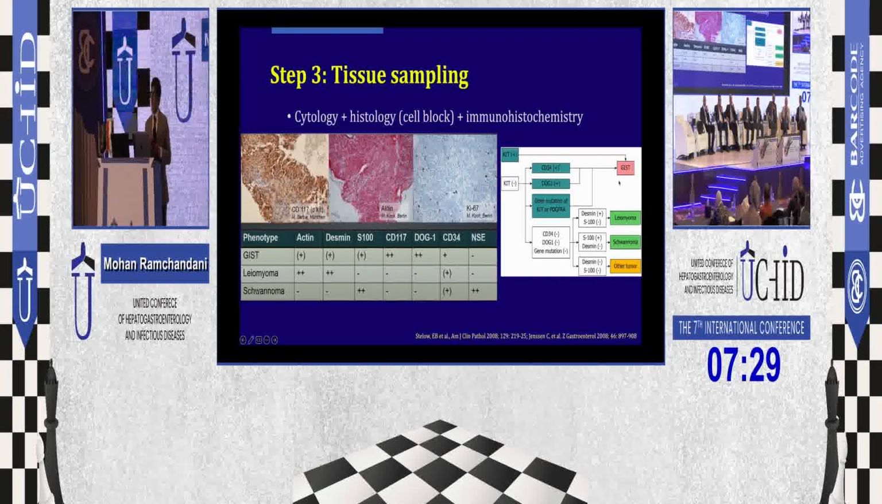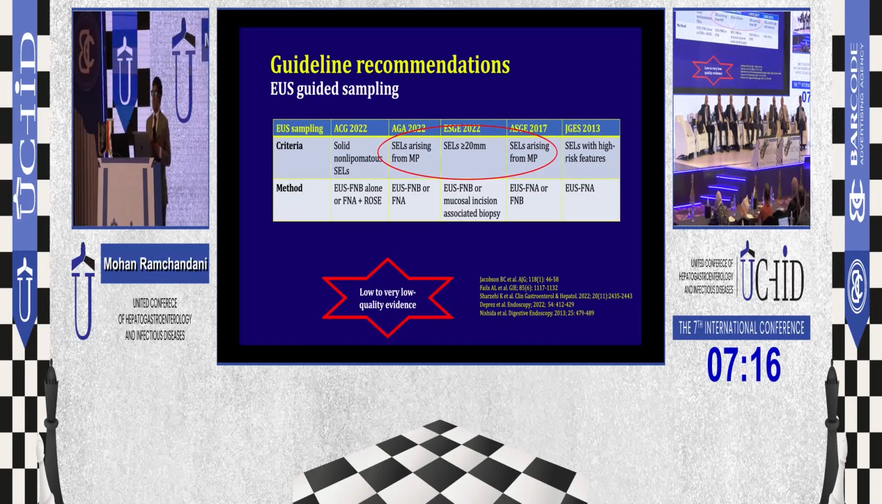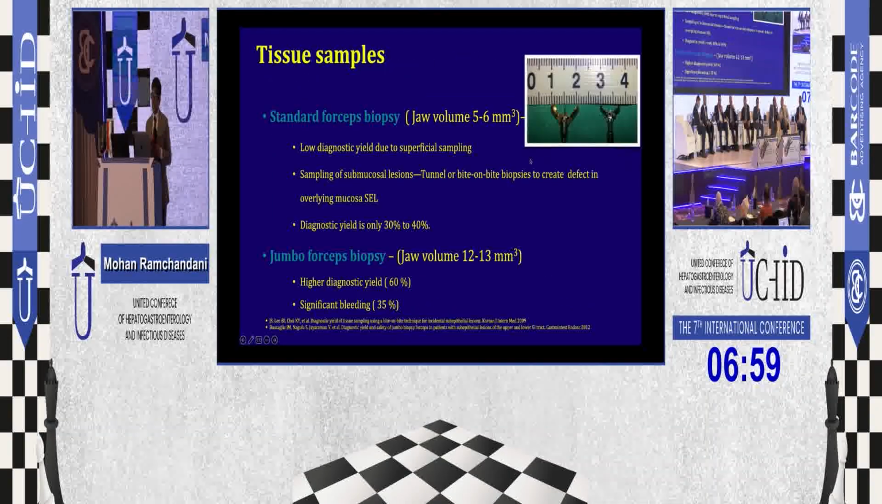So if we can diagnose this as a GIST, it requires immediate treatment. If it is leiomyoma or schwannoma, it may not require immediate treatment and can be followed up. So it's very important to take a tissue diagnosis. How to take tissue diagnosis? Various modalities have been shown. The evidence is poor, but any SEL more than 20 millimeter arising from the MP layer requires a tissue diagnosis.